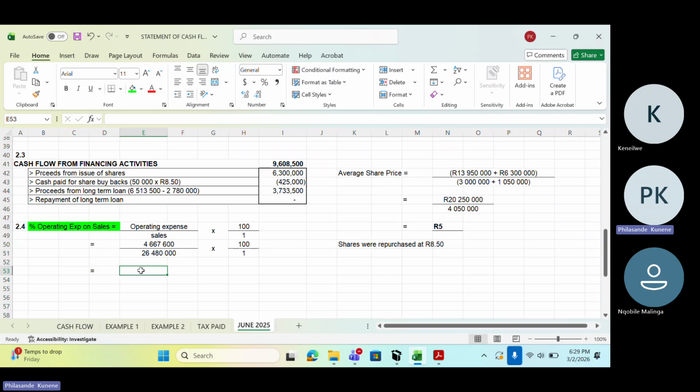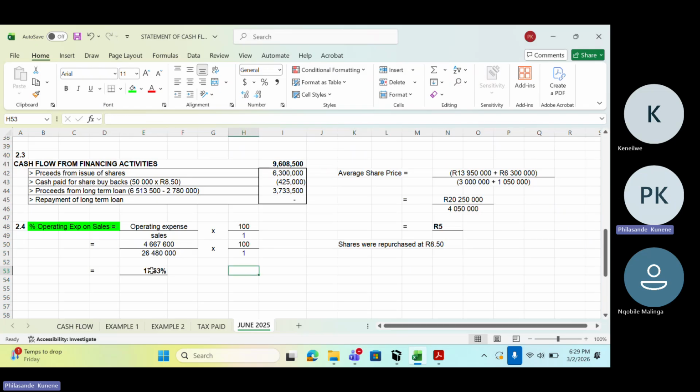Come, guys. What is the answer here? 17.63%. 17.63, yeah. 17.63%. Okay, 17.63%. Thank you on that.